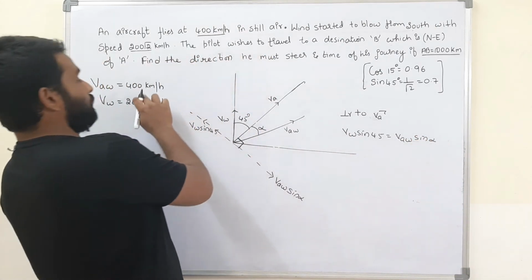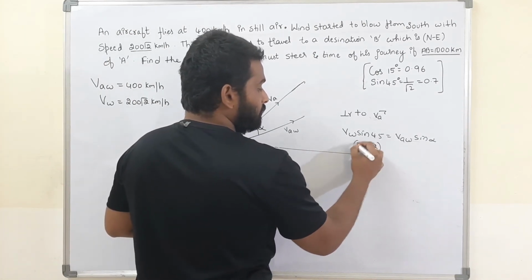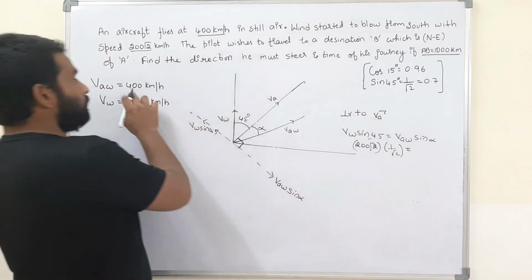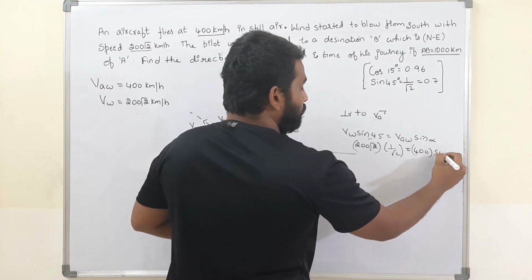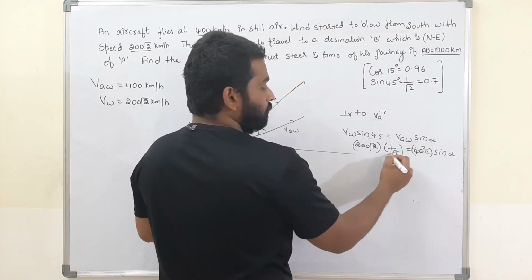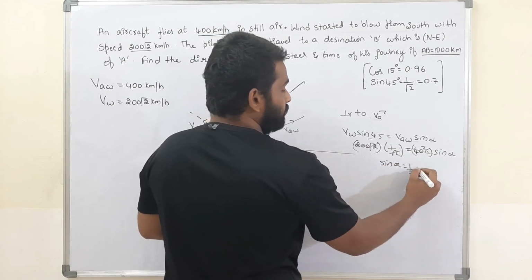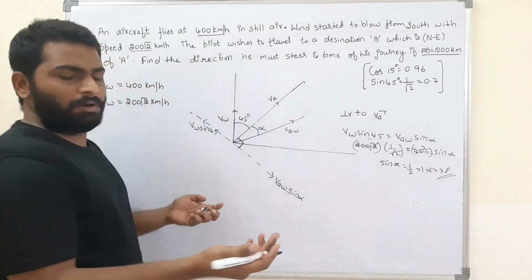Therefore, what is VW? They gave us 200 root 2. And what is the sin of 45? 1 by root 2. What is VAW? VAW they gave us 400. And what is sin alpha? I don't know. Now what is alpha? 200 into 1 by root 2 equals 400 sin alpha, root 2 cancels off. Therefore, sin alpha is 1 by 2. That is nothing but alpha is 30 degrees. I got the alpha. Very simple.